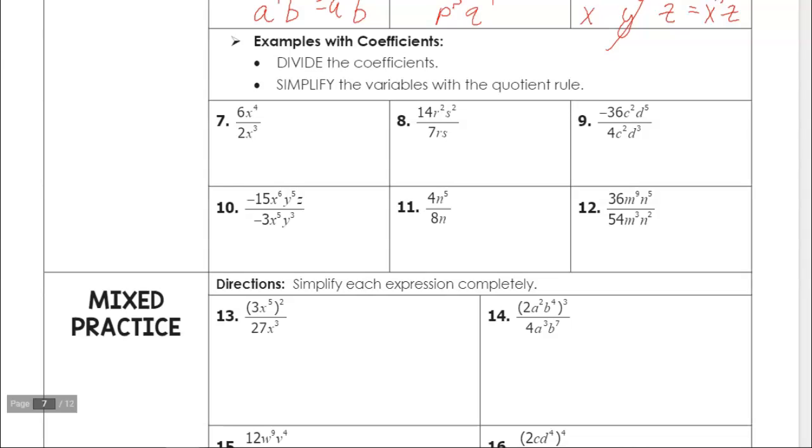Couple more examples down here. 3 to the x to the 4 minus 3, because we did 6 divided by 2 to get 3. X to the 4 minus 3, which is 3x to the 1, which is just 3x. 14 minus 7 is 2, and r the 2 minus 1, and s to the 2 minus 1. So that's just going to be 2r1 s1 or 2rs.